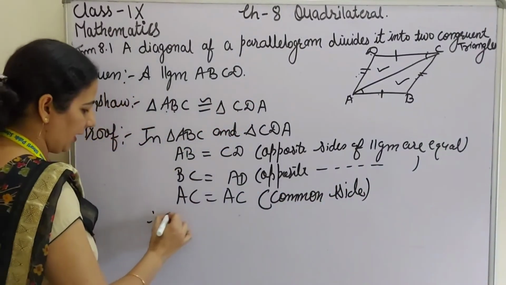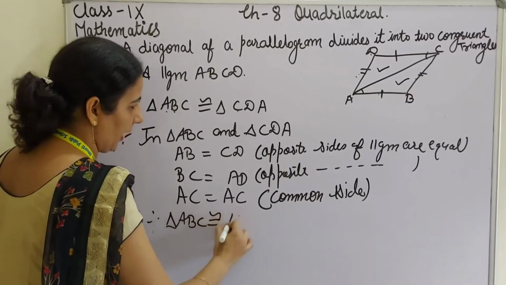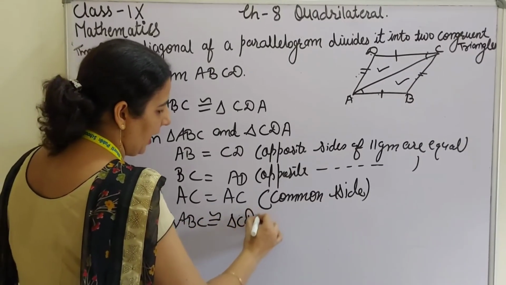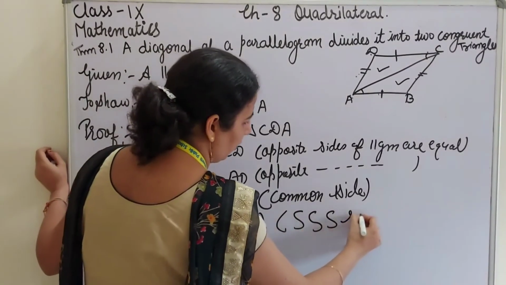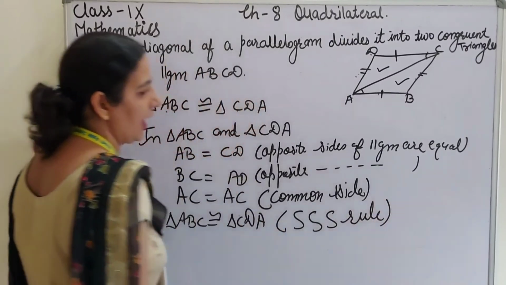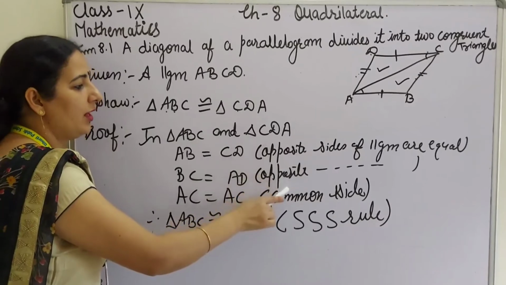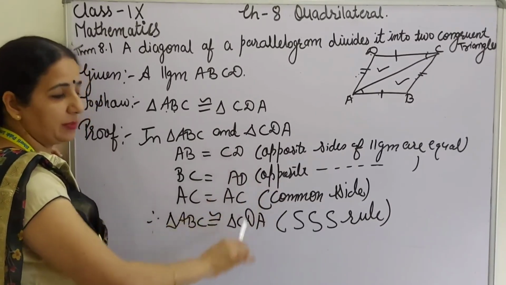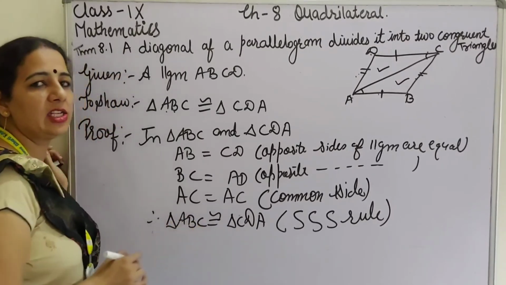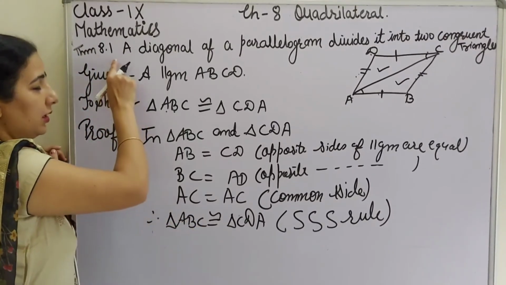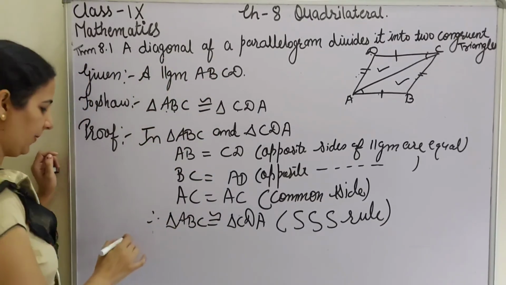Therefore, triangle ABC is congruent to triangle CDA, and the reason is the side rule, by the SSS rule. I have written 1, 2, 3, 4 steps, and I have also written the 4 reasons for all the respective ones. So these two triangles are congruent. Now don't write hence proved after this line, because the statement of the theorem is this, so you have to write the answer in these words only.